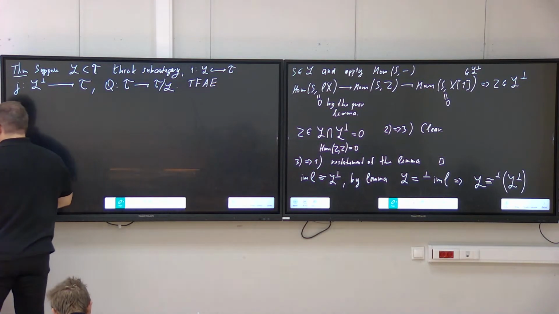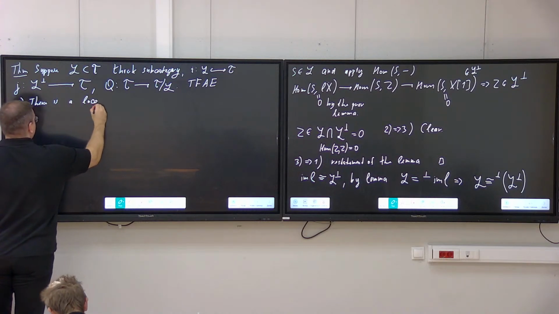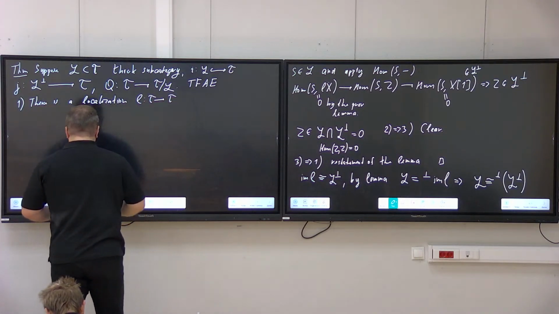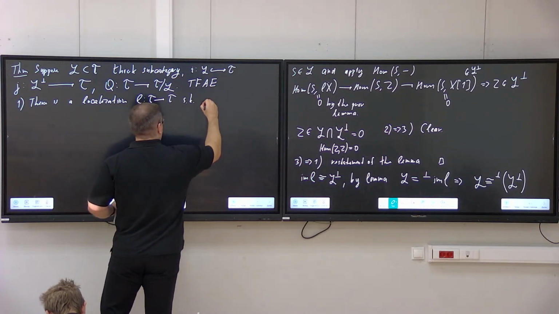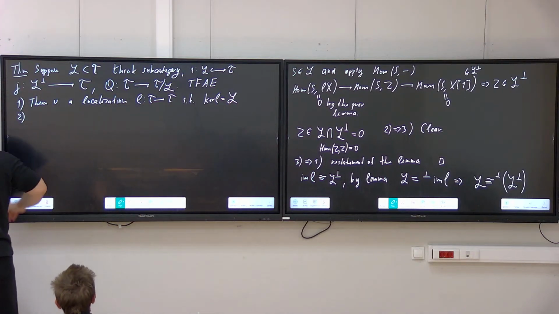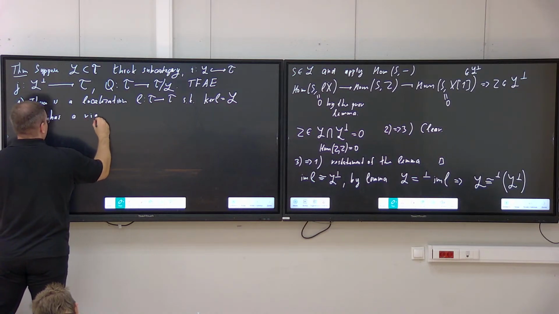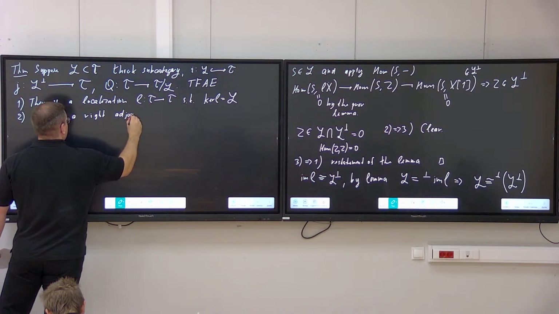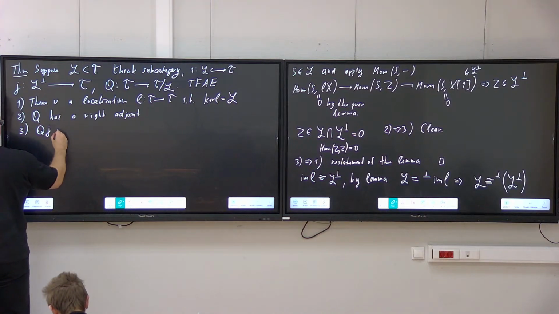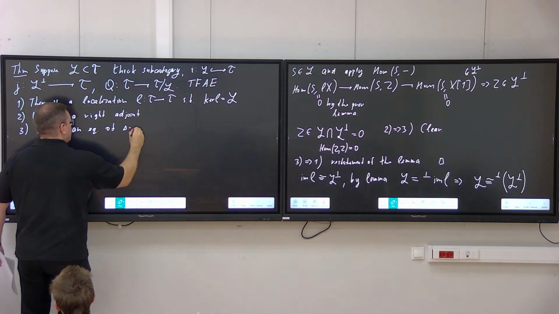There will be 6 conditions. So first is that there is a localization L from T to T, so a functor, such that the kernel of this localization is precisely L. The second condition is that the functor Q has a right adjoint. So 3, the composition of Q and J is an equivalence of categories, an equivalence of triangulated categories.